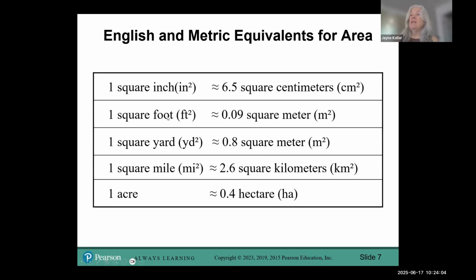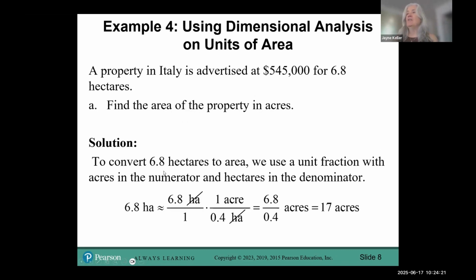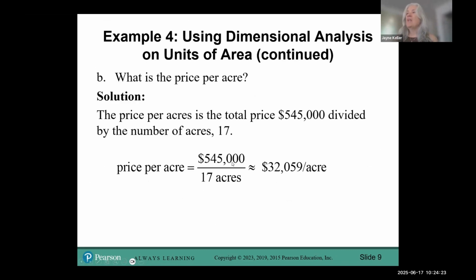And then we have some English to metric equivalents for area. And again, you can use these, or you can always just, if I'm converting from square inches to square centimeters, I can first convert my dimensions to centimeters and then calculate the area. So I think that often makes a little more sense.